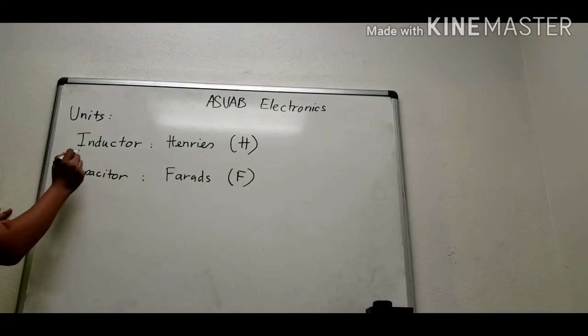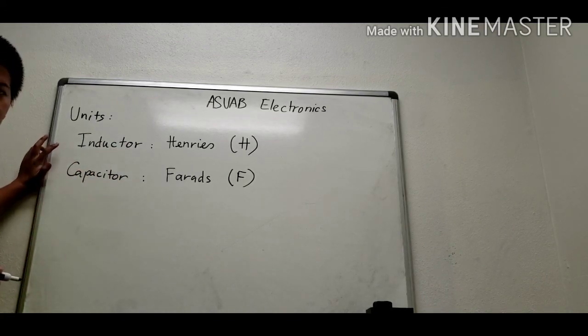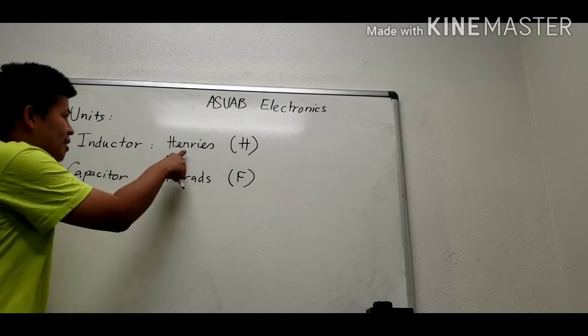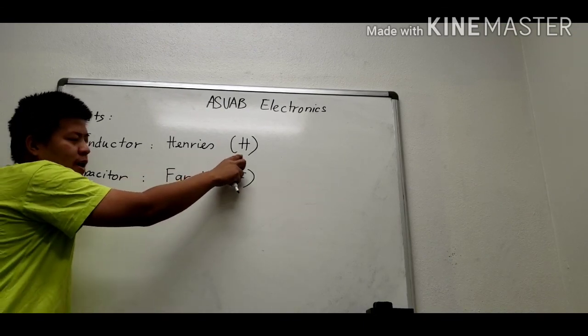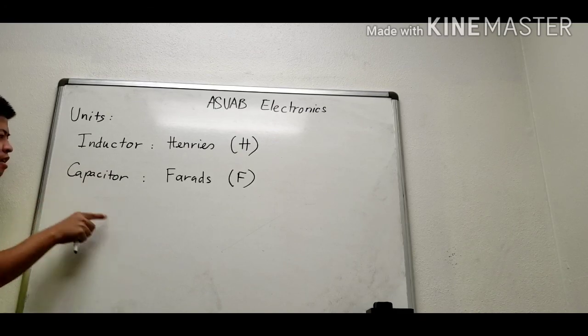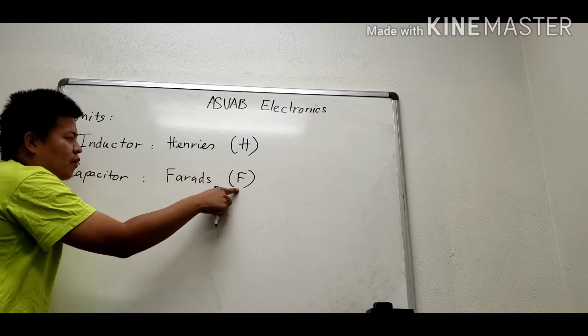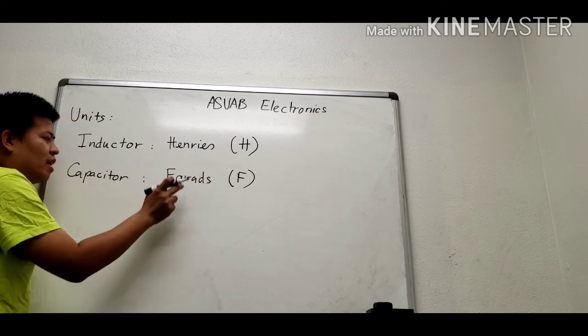This is our inductor and capacitor. In the inductor, we have the henry. We use the capital H. And for the capacitor, we use the farad. That's the F. And we need to learn about henry and farad.